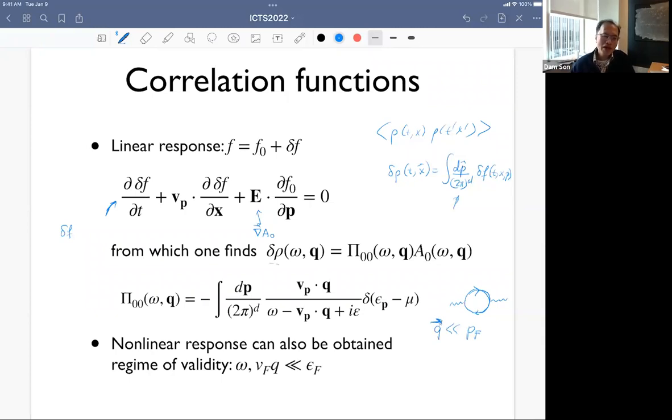Nonlinear response can also be obtained using this method. We can solve the Boltzmann or Liouville equation not in linear order, but to higher order in the external field, and obtain the three-point functions, four-point functions, etc. So this three-point function, which we would normally think of as coming from a one-loop graph, boils down in this approach to solving a certain classical equation of motion at nonlinear order.